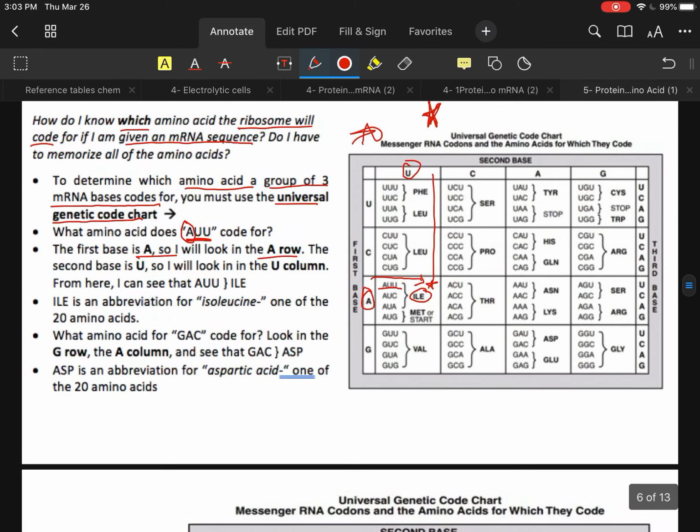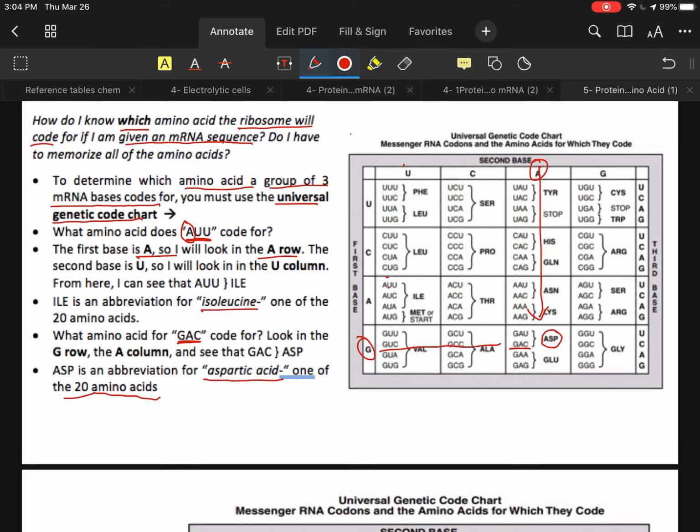Okay. So what amino acid would the mRNA sequence GAC code for? My first step is to look in the G row, and then to look in the A column. And GAC codes for the amino acid ASP. ASP stands for aspartic acid. That is one of the 20 amino acids.